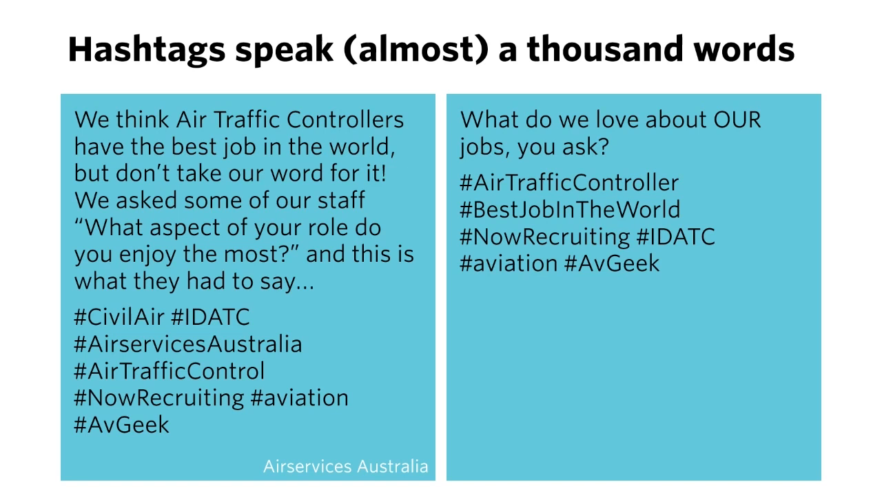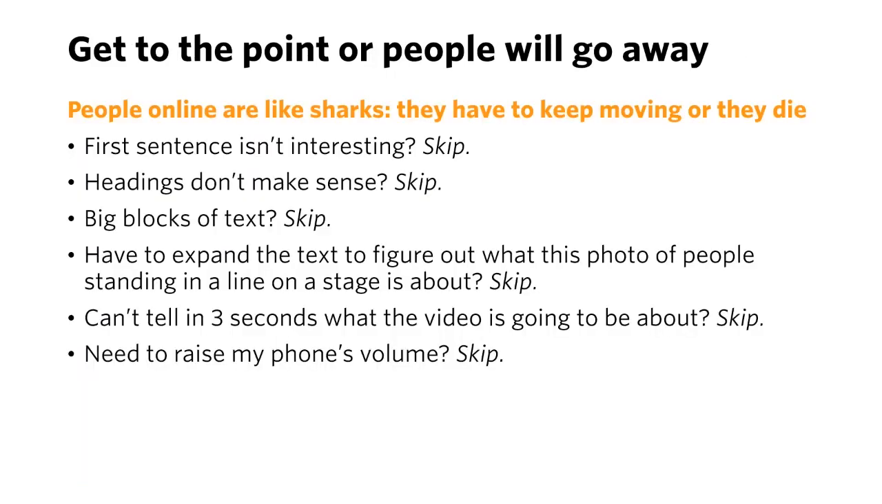Try and get to the point as quickly as possible. Because if you don't get to the point quickly, people will go away. People online are like sharks. They have to keep moving or they die. And yes, I know not all sharks have to keep moving, but the ones that do, they really do need to keep moving. And so when you're looking at stuff online, when people are seeing stuff and the first sentence isn't interesting, or the headings don't make sense, or if there are too many big blocks of text, people will go away.